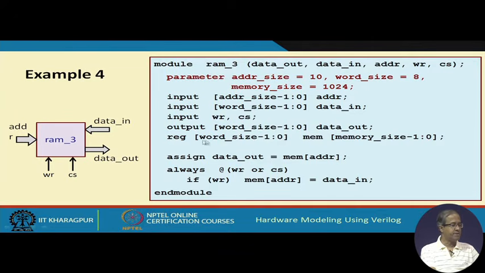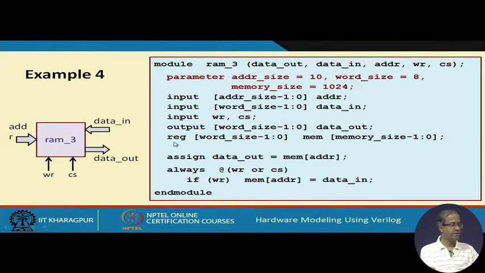Here we have defined our memory. This is the number of bits per word, 0 up to word size minus 1, and this is the total number of memory locations, 1024. Now, the way we have implemented it is very simple. Writing we are doing in the always block. Whenever write or chip select changes, inside it you check if write equal to 1, then only you write mem addr equal to data in.